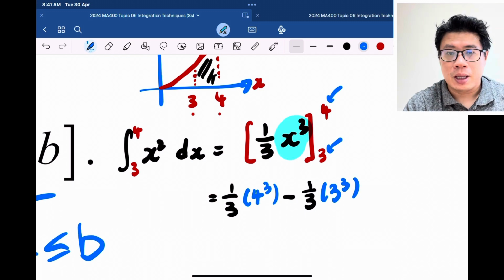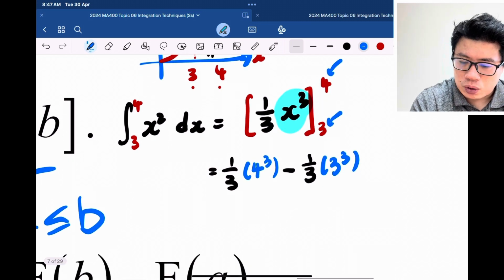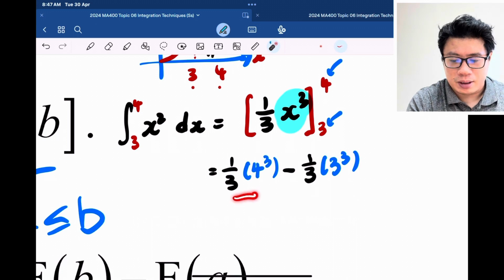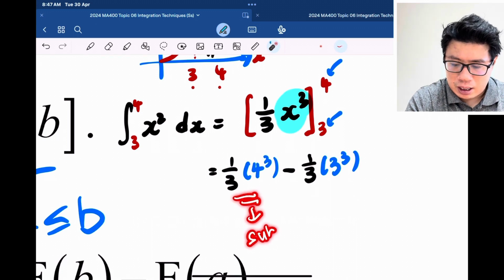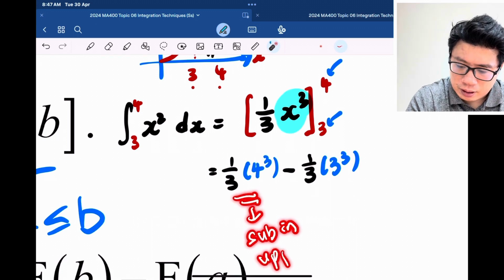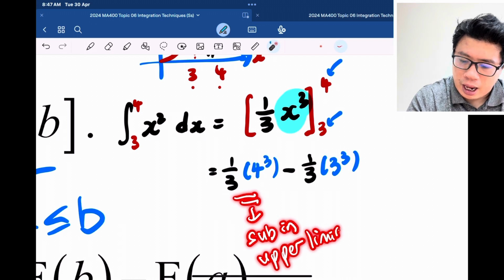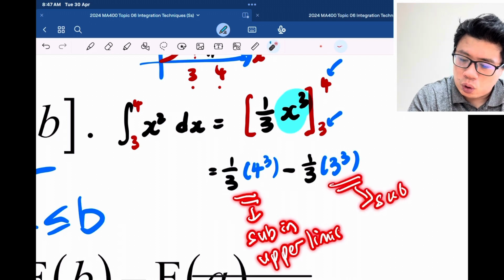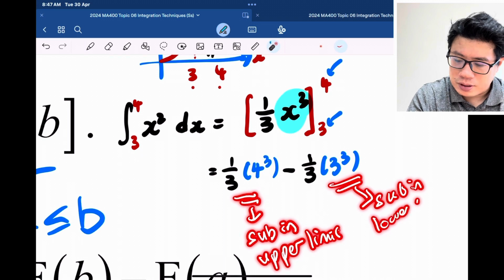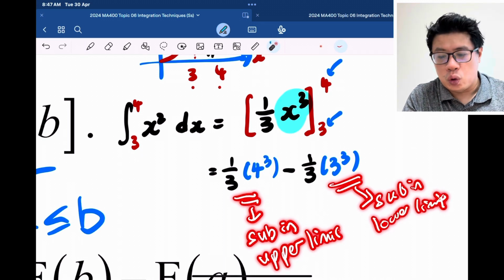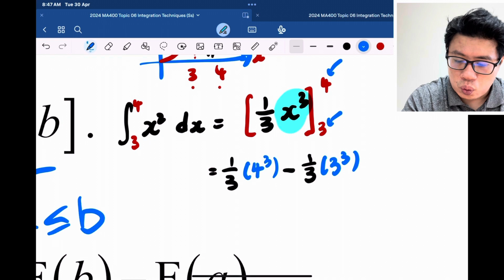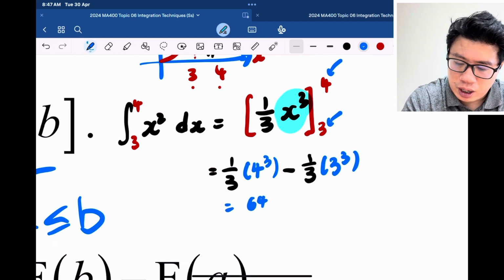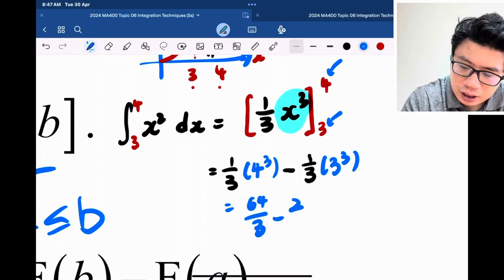So literally what's happening is you sub in the upper limit, and you sub in the lower limit. Okay, that's what you are doing here. You sub in upper minus you sub in the lower. And this will give you the area under the curve.